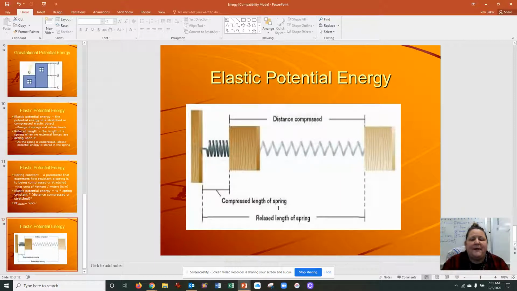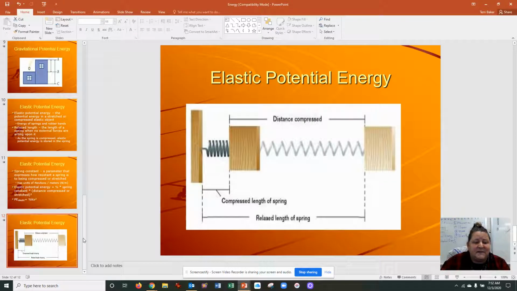So it's just what I've been saying with the spring. This is elastic. You can compress it. You can stretch it out. It's the distance it's compressed or stretched, squared, times the spring constant k.